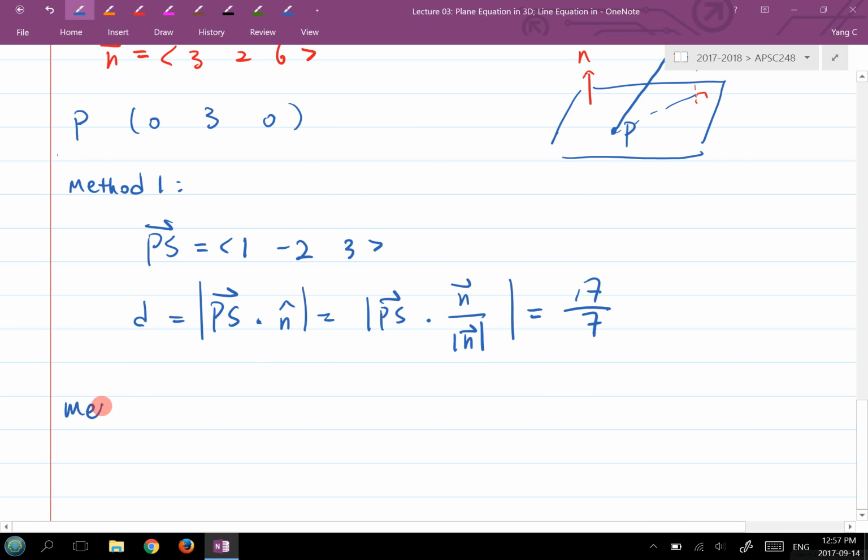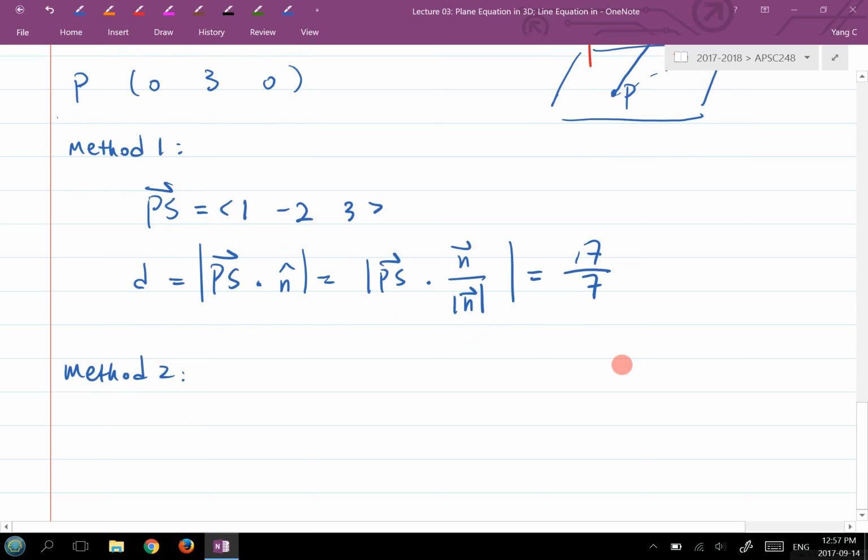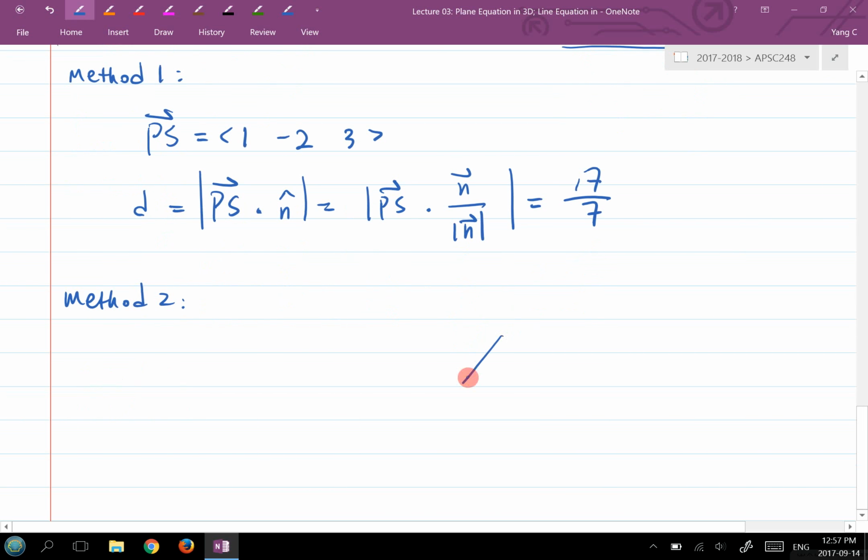But I do have another method here. This is slightly different in thought from the first method here. So I'll show you this second method.